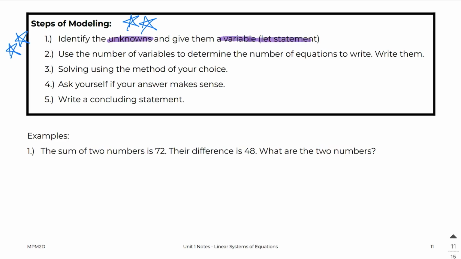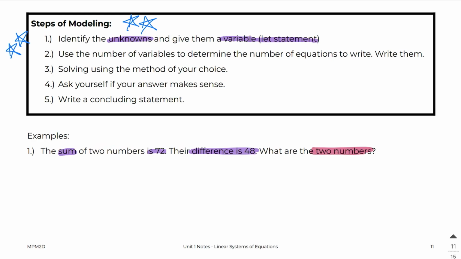So that means we're just going to write our let statement. So the first thing I'm going to do is actually read the question. It says the sum of two numbers is 72. So that's important. Sum is 72. It's really important that we know that they add up to 72. Their difference is 48. And then it's asking us, what are the two numbers? So we're trying to figure out what the two numbers are going to be. I'm going to highlight this in a different color so I know that's what I want to find out.